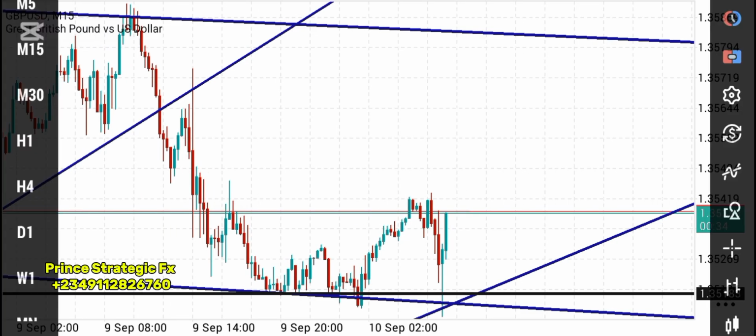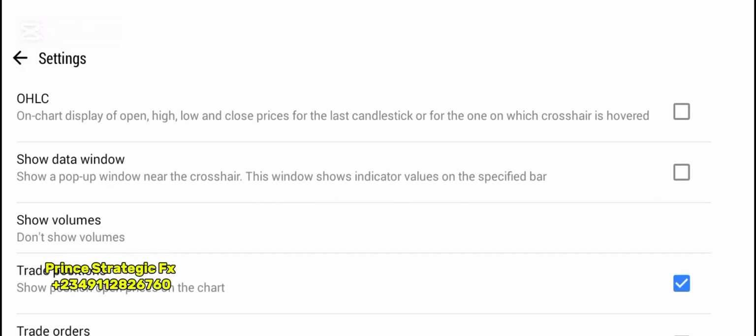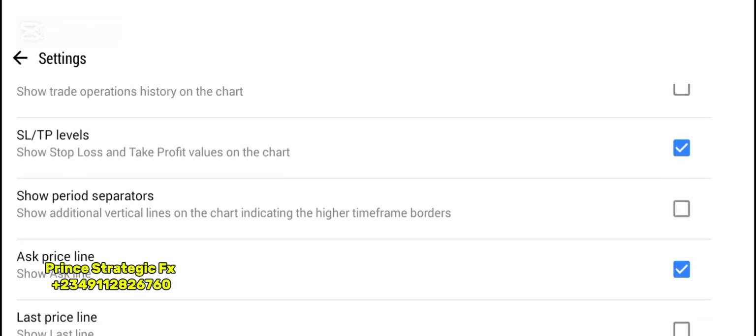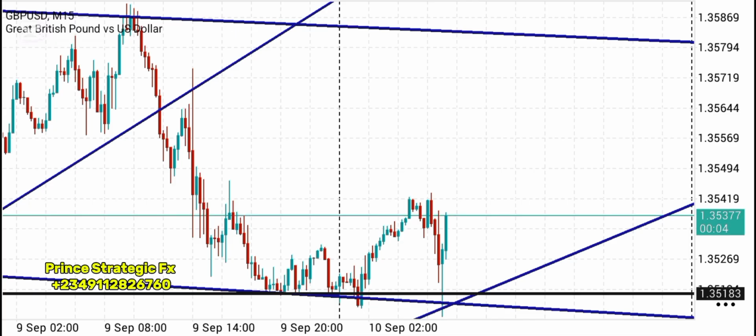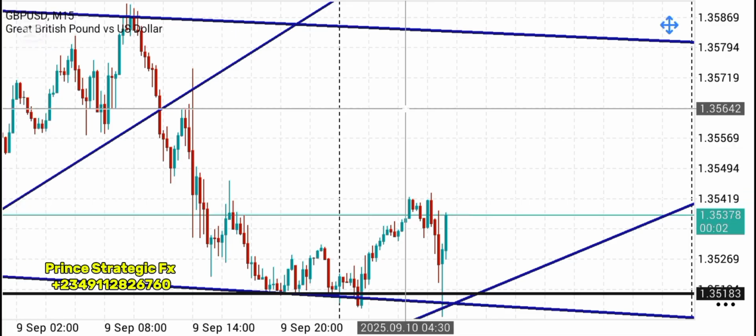Here on the 15 minutes time frame, very simple. You're going to go to your settings, scroll up a little bit, and you're going to see where they say show period separator. Let me show you here. That is exactly the one you want. Just check that checkbox on, just like this. Then you're going to go back. Now it will show you exactly where price started today.